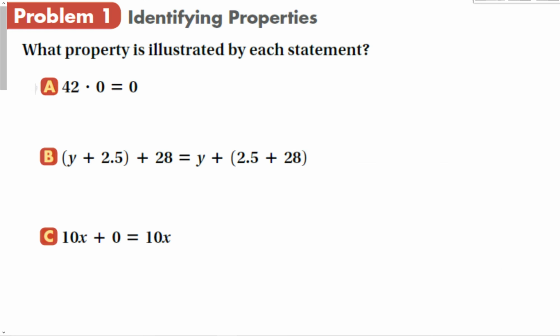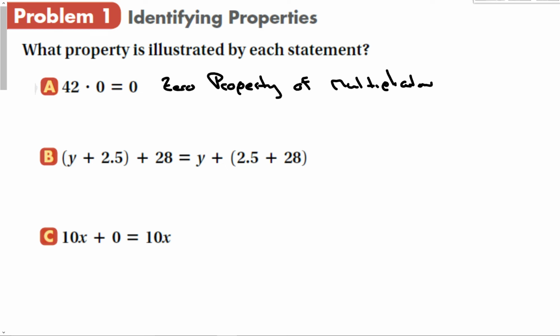Let's try some problems. So the first problem looks like 42 times 0 is equal to 0. Now we're going to try to identify which property is illustrated by this statement. Well, we're multiplying something by 0, so that is going to be the 0 property of, usually you got to say what it is. Okay, so this would be the 0 property of multiplication.